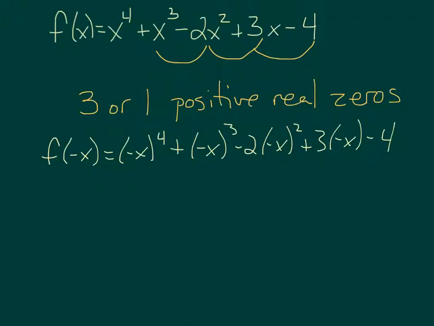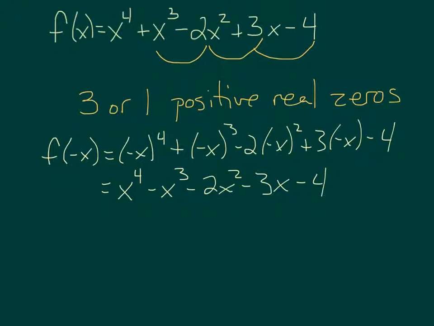And so this would give us x to the fourth minus x cubed minus 2x squared, sorry, minus 3x minus 4. Okay, so this term had an even exponent, so it's always going to be positive. This one had an odd, so it switches to negative. This one had an even, so this part is positive, but it doesn't affect that, so that stays negative. This term becomes negative, and this one stays negative.